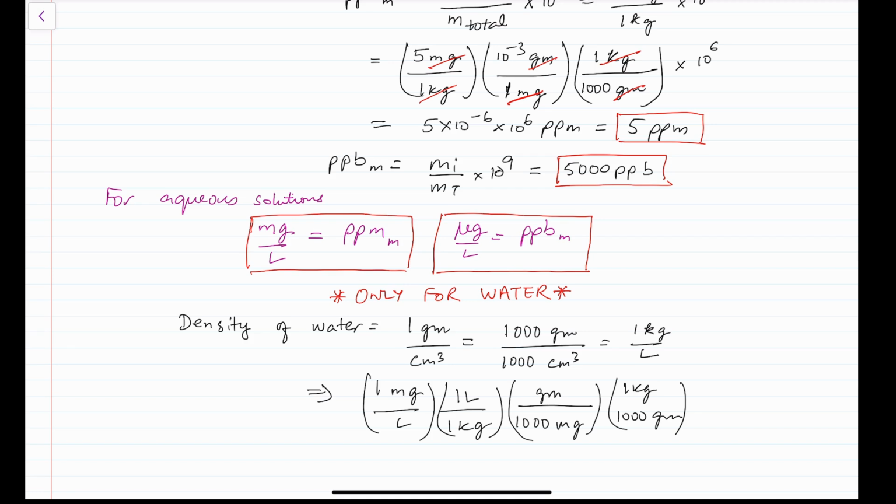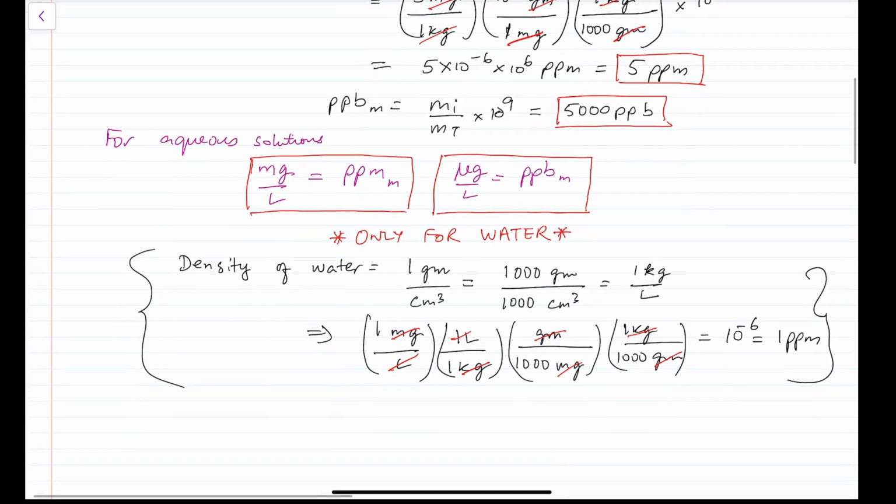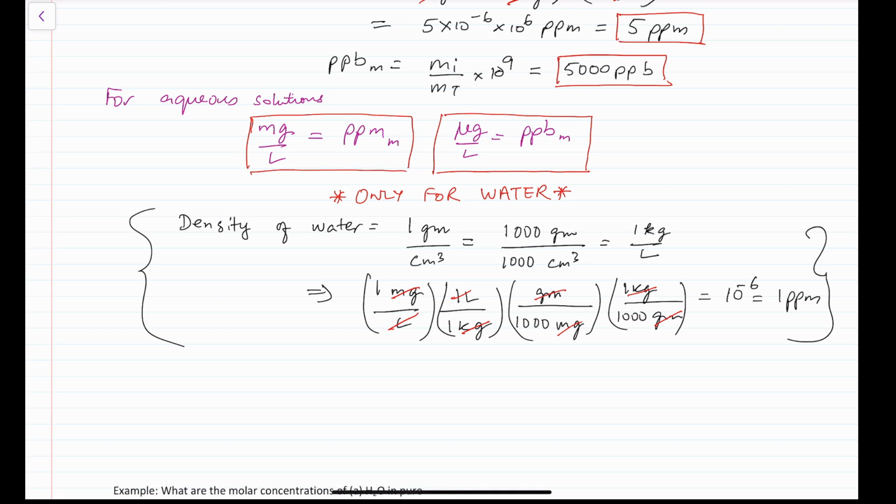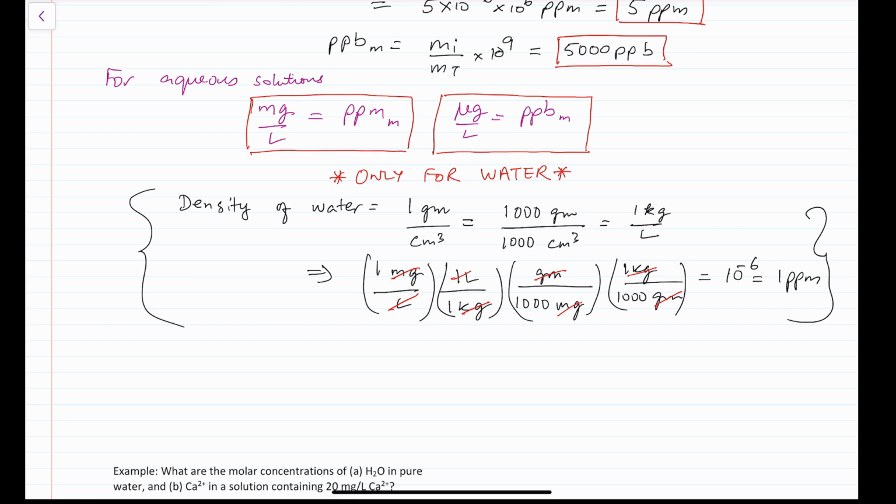So if we cancel all the units here, we are left with, so that's why a milligram per liter is same as 1 ppm, and same way 1 microgram per liter is same as ppb. It's only because of the density of water, which doesn't hold true for air. So a lot of times students make this mistake of using this conversion of milligram per liter as ppm or microgram per liter as ppb for substances other than water.